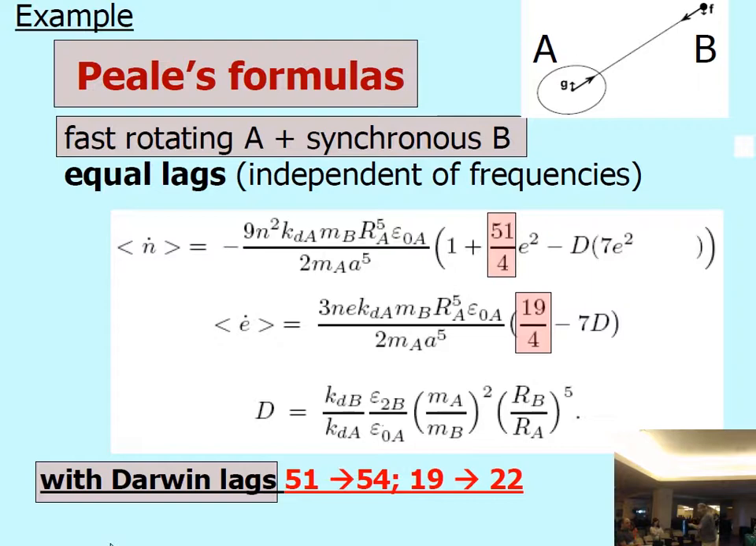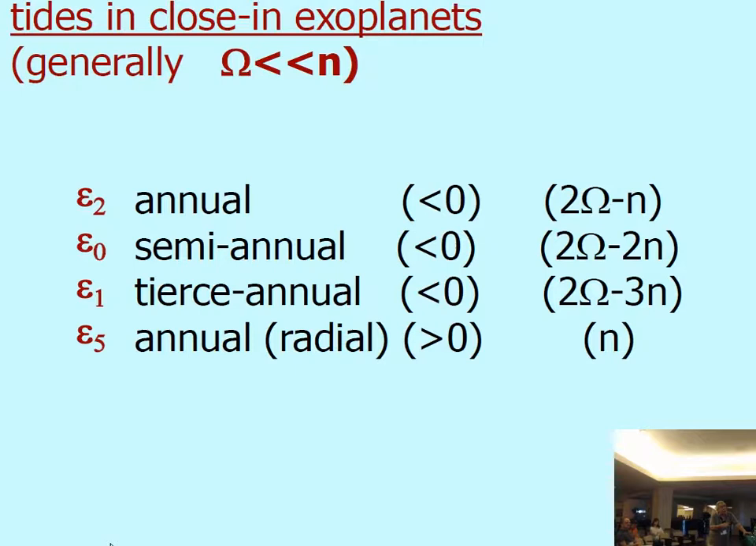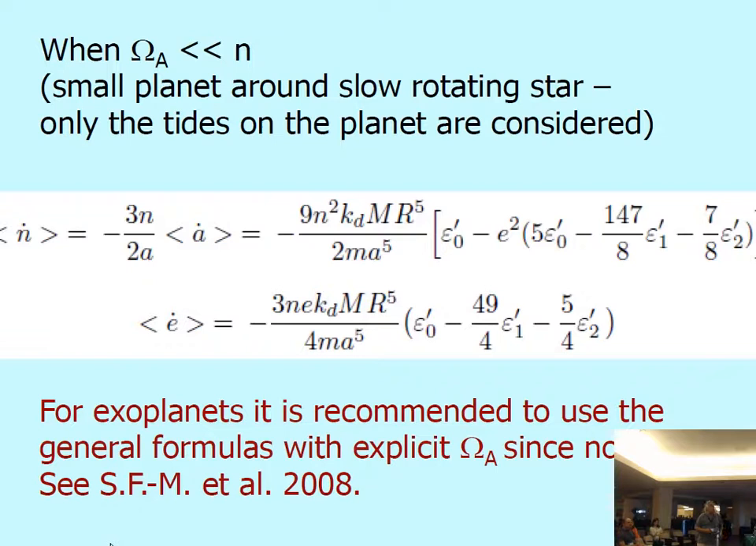So when I compute the frequencies, now n is big, omega is small. So what will determine the frequency of the term is the mean motion. It's not omega. And the mean motion here is 1, here is 2, here is 3. So this term is annual, this term is semi-annual, and this term is tertiary annual, and so on. So we cannot use the equations of Peale when we are studying the case of an exoplanet very close to a slowly rotating star. We have to use the right equations, and the right equations are given here.